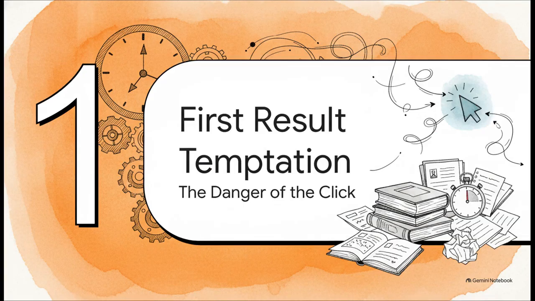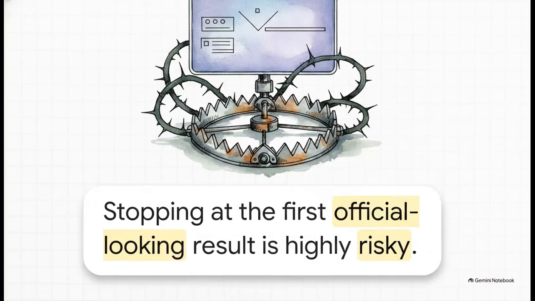Section 1. The first result temptation. The danger of the quick click is essentially a modern academic epidemic. Stopping at that very first official-looking result is so tempting purely because properly evaluating sources takes real effort. It forces you to slow down. But guys, this habit is incredibly risky. When you just grab the absolute easiest source, you are highly likely to end up relying on unchecked, heavily biased, or just flat-out inaccurate data. Remember, a slick website design does not equal academic credibility. We really need a formalized way to interrupt that temptation with a repeatable, solid process.